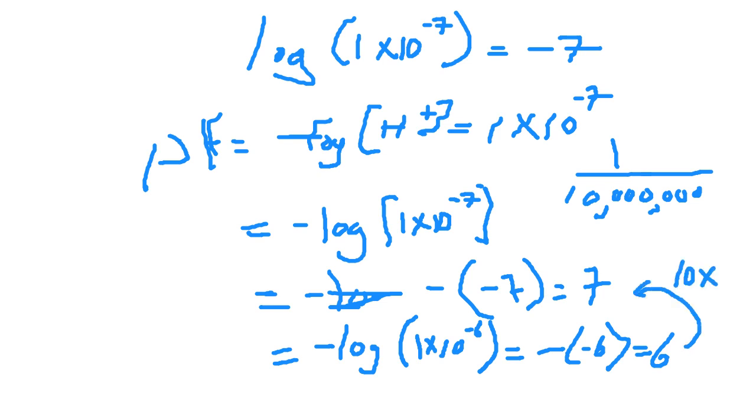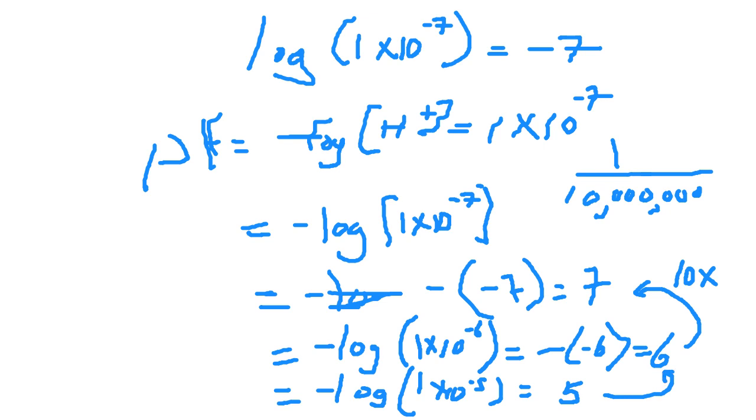Let's do it one more time. What is the minus log of 1 times 10 to the minus 5? That's 5. So this would be 5. So from 5 to 6 is how many times more?